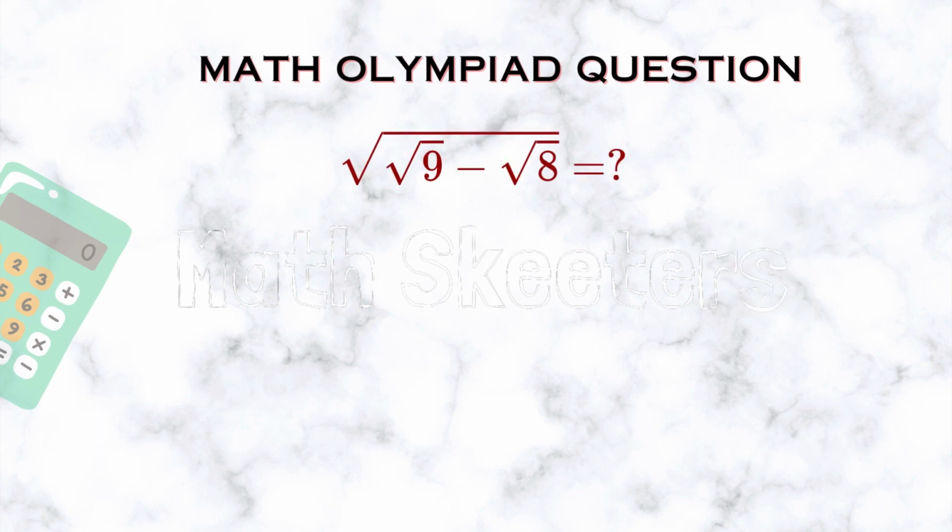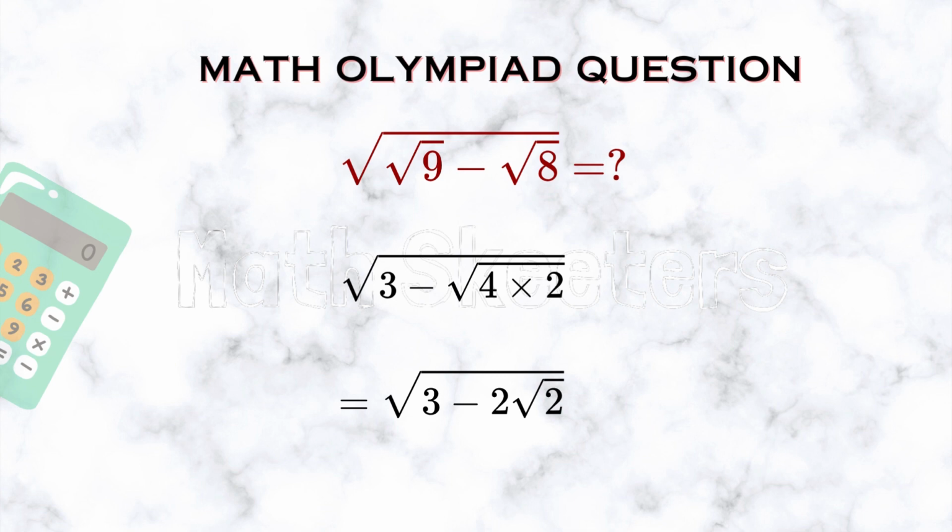Here we have a nice radical question. It is the square root of (root 9 minus root 8). We know that root 9 is 3 and root 8 can be written as root of 4 times 2, which is equal to 2 root 2. So we get the square root of (3 minus 2 root 2).